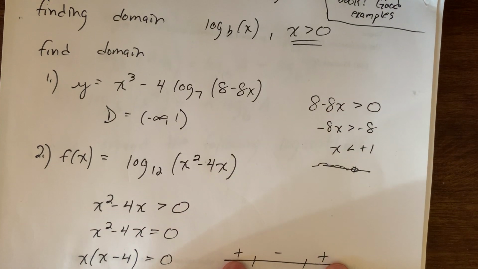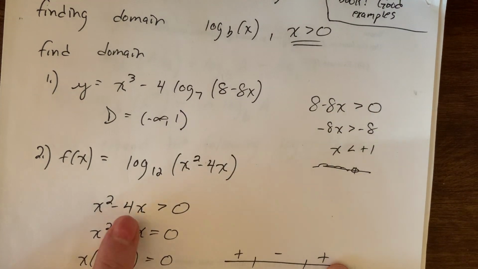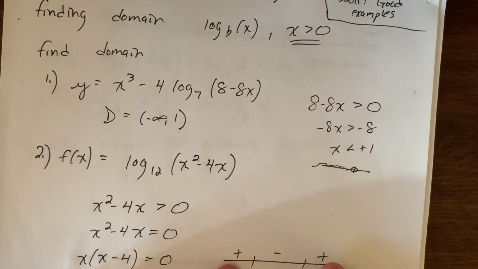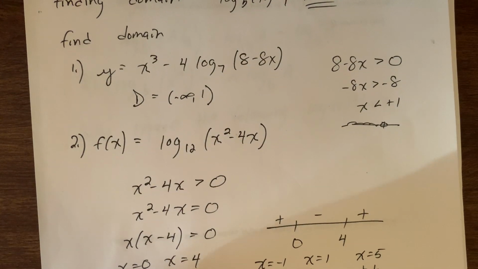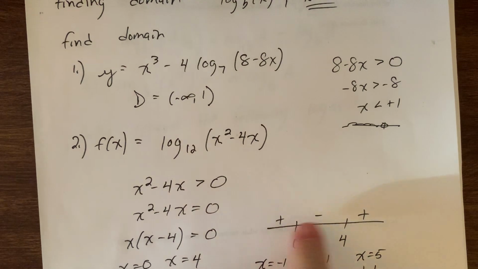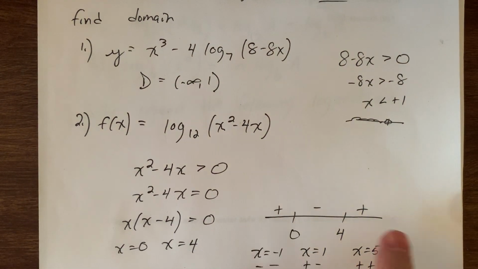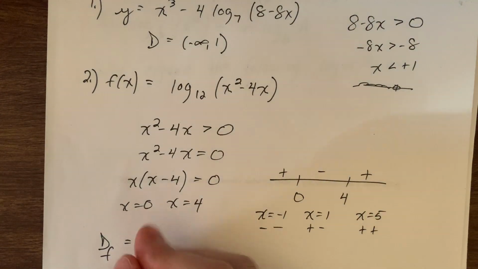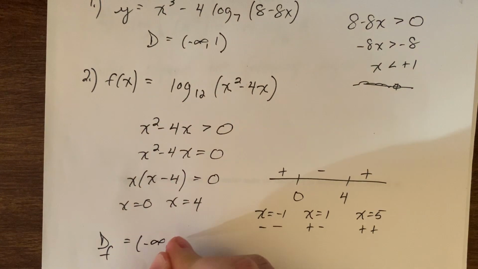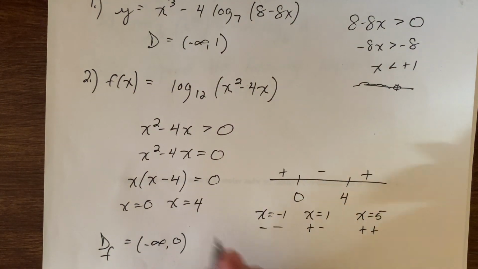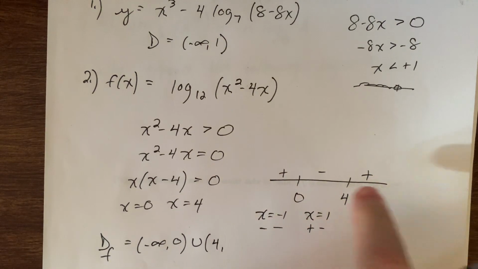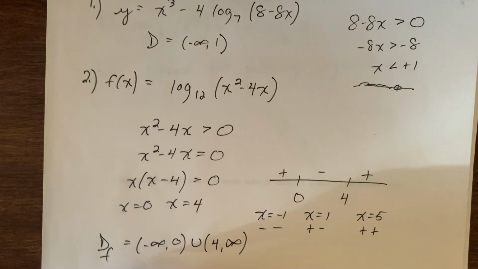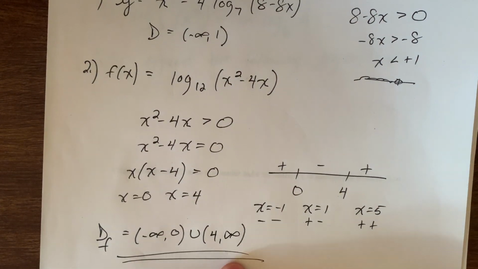I want these two intervals because the whole idea for the domain was where is this greater than 0, so we want the positives, and the domain for f would be this interval and this interval, so the domain of f would be negative infinity up to, not including 0, and then starting just past 4 and going to positive infinity.